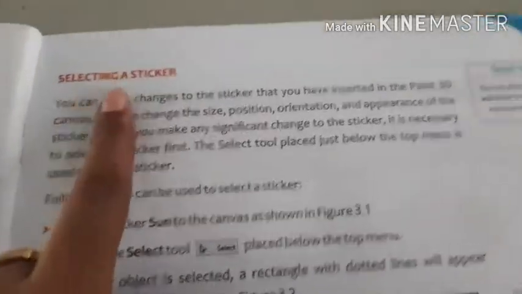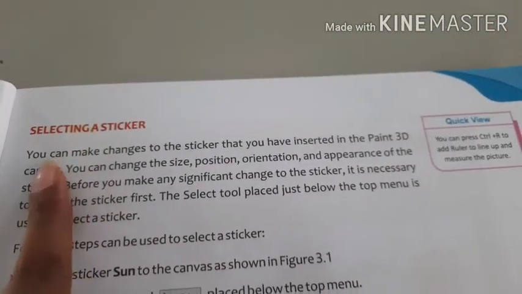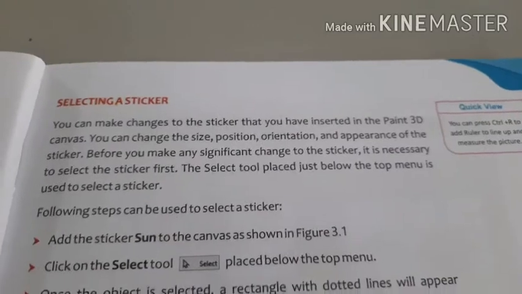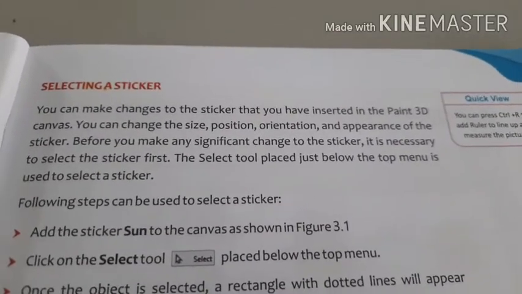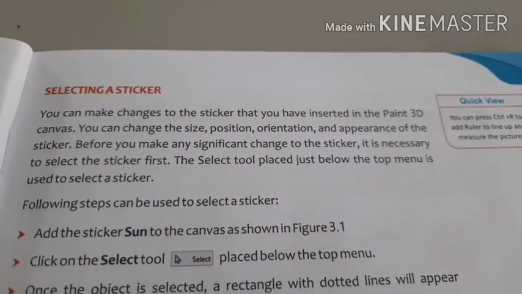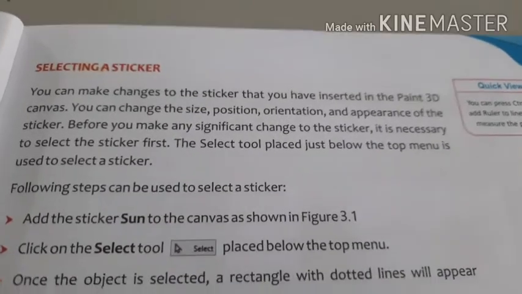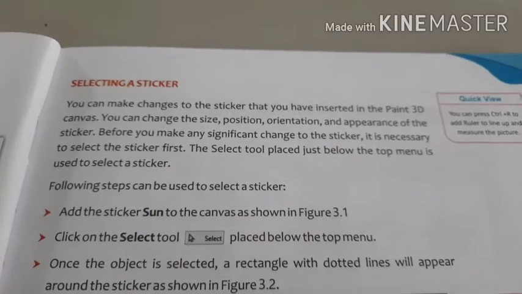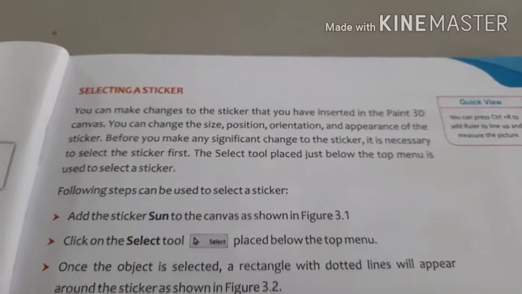Now the next topic is selecting a sticker. You can make changes to a sticker that you have inserted in Paint 3D. Like if you have inserted a sticker in your Paint 3D and you want to change the size, position, orientation or appearance of a sticker, you can do this. Before you make any significant change to a sticker, it is necessary to select the sticker first.